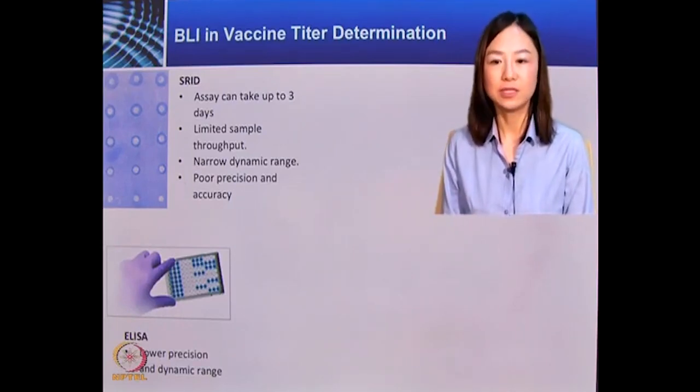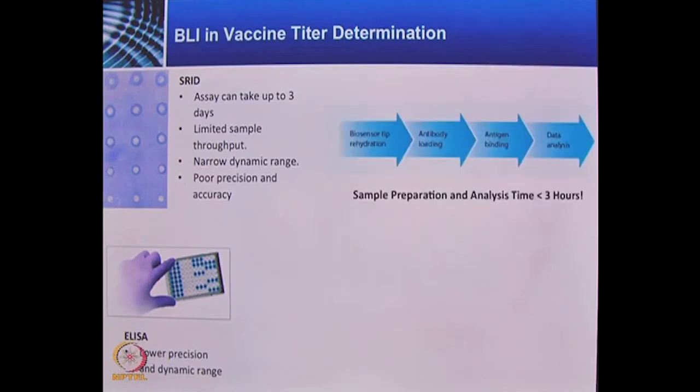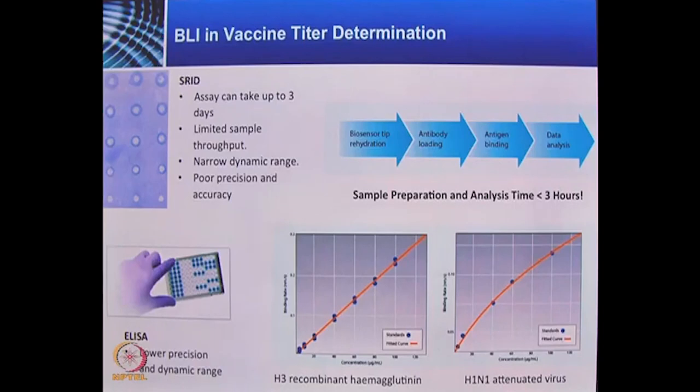To overcome all these shortcomings, researchers are using BLI technology to determine the virus titer in real experiments. As we can see here, from the sample preparation to the time we get the final results, it only takes about 3 hours to finish the whole process.